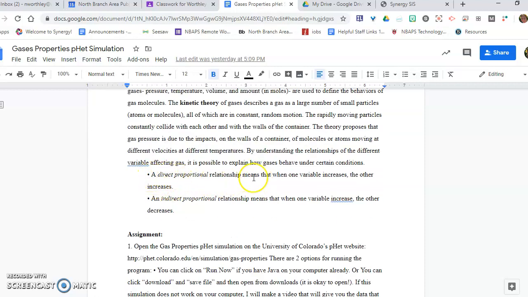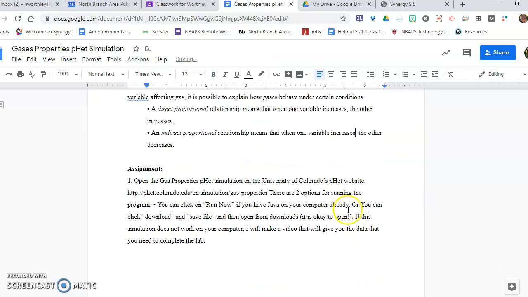One thing, though, that it's going to ask you is, is the relationship directly proportional or indirectly proportional? And so directly proportional means that when one gets bigger, the other gets bigger. And indirect means as one gets bigger, the other gets smaller.